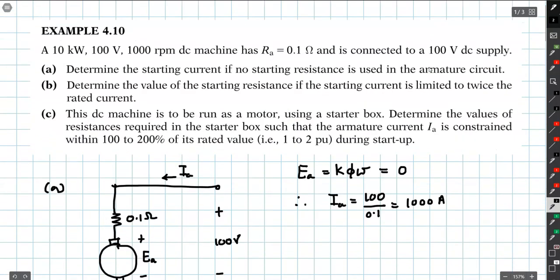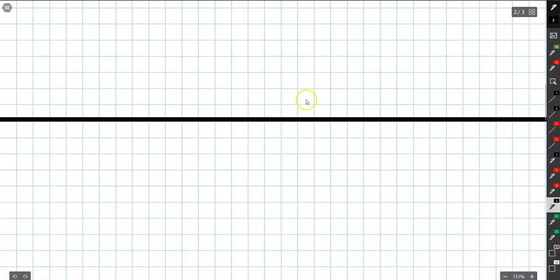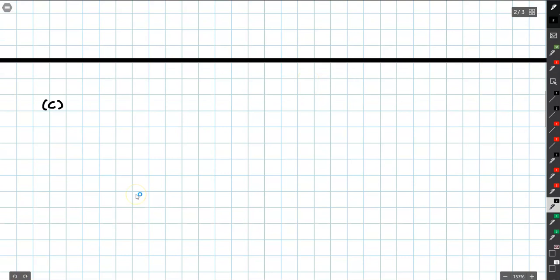Part C of the question asks us to find the values of the resistances required in the starter box such that the armature current IA is constrained within 100 ampere to 200 ampere of its rated value during startup. So let's do part C now. The circuit for part C is going to consist of the starter box, which consists of the variable resistance.